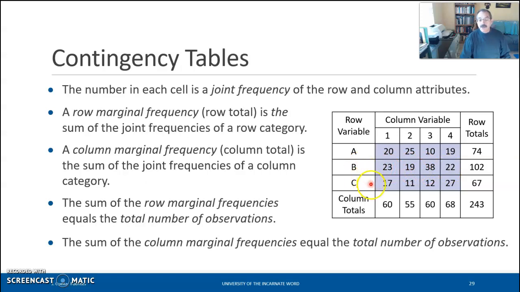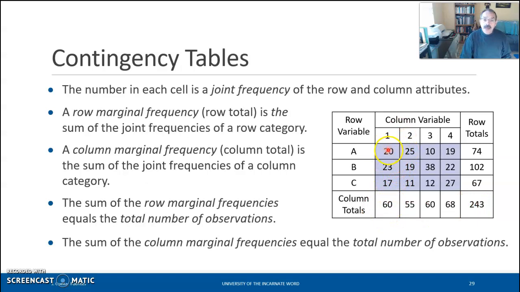In the same way, 102 is obtained by summing the 4 frequencies across the columns for row B, and for row C, or the third row, again, if you add these frequencies across columns, then you find the row total of 67. If you add the row totals, or the row marginal frequencies, then you get the total of all observations.